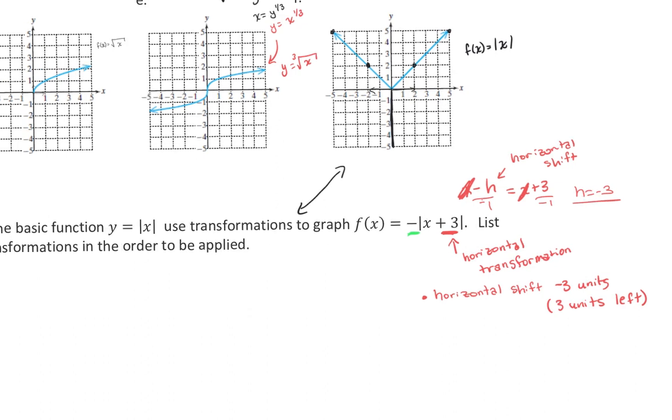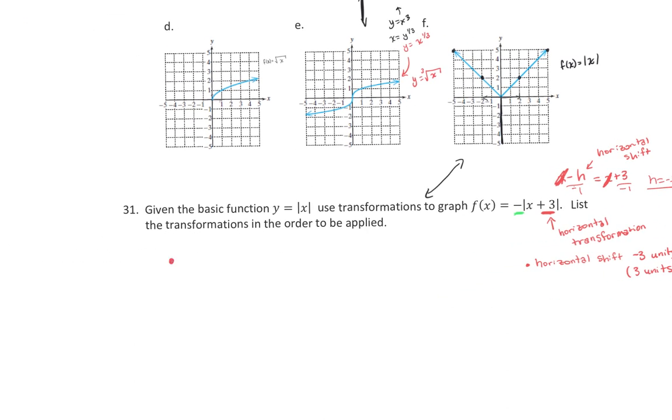Alrighty, so we have a horizontal shift of -3 units, or 3 units left.